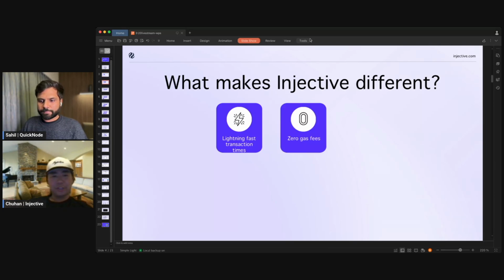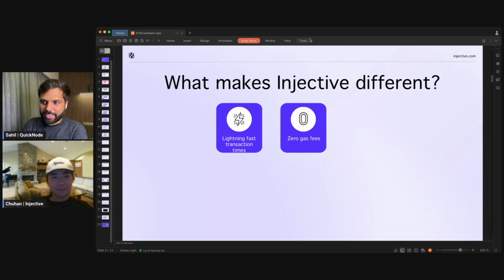Next feature, Injective actually offers a zero gas fees feature. Like I mentioned before, if you want to buy a coffee through Injective, you don't need to pay extra fees to process these transactions. So this is very nice.